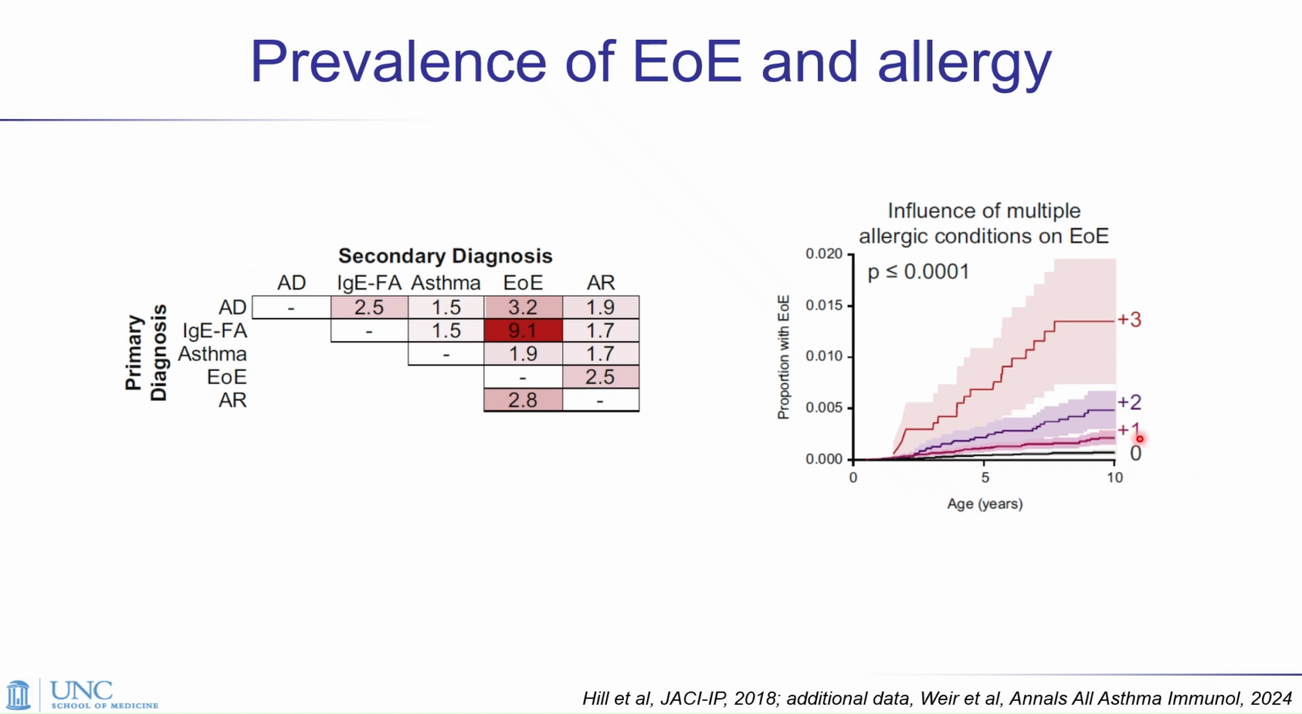So if you have 1 allergic condition, you have a relatively lower chance. With 2, you're up to here. With 3, you're up to almost 1.5%, so less than a 1 in 100 chance that you're going to have EoE. And so the more allergic conditions you have, the more likely you are to have EoE. That's one of the groups we would consider higher risk to get EoE.